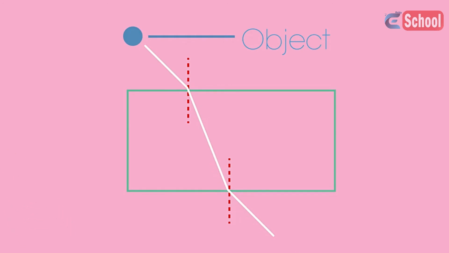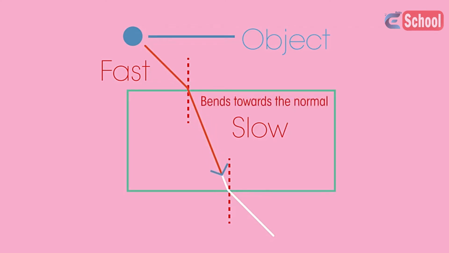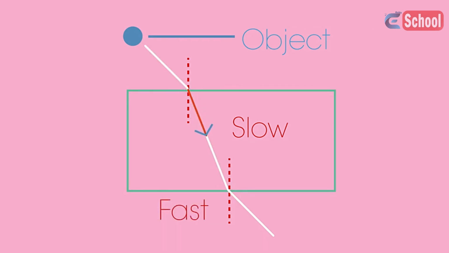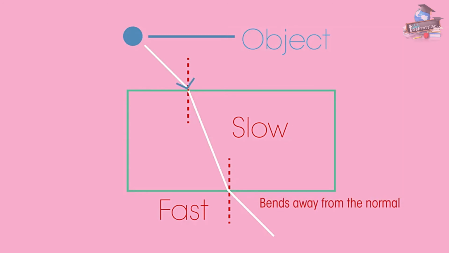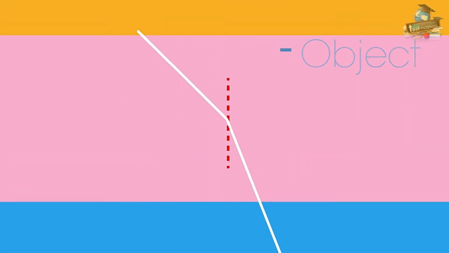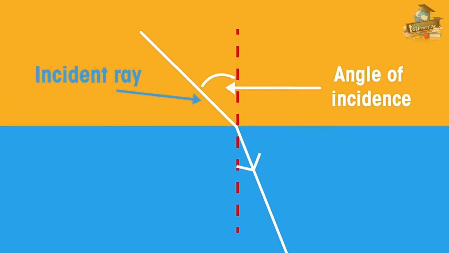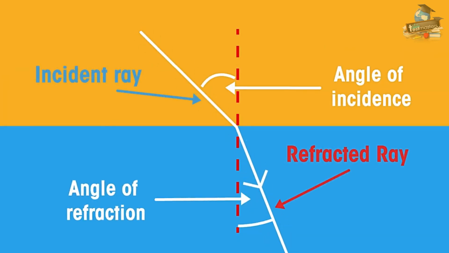If a light wave passes from a medium in which it travels faster to a medium in which it travels slower, then the light wave will bend towards the normal. Whereas, if it goes from a slower medium to a faster medium, the light wave refracts away from the normal. Just like with reflection, refraction also has an angle of incidence and then has an angle of refraction. In refraction, the two angles do not equal one another because the light is travelling through different media.